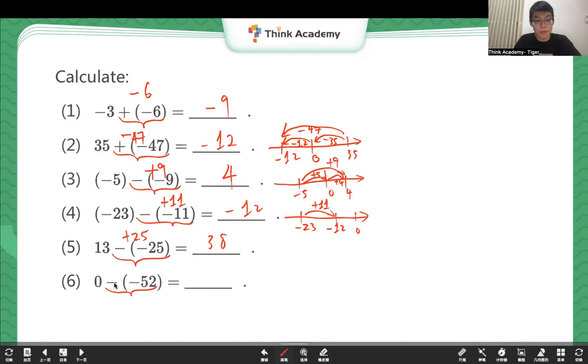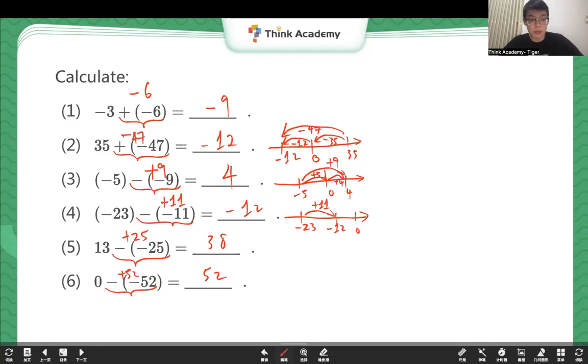And the last one, that's adding 52. 0 adding 52, that's 52. So we don't need the number line anymore. Okay, so now I believe you can do all the additions and subtractions related to negative numbers. So basically, if you see any more numbers in the addition and subtraction, you just need to do those one by one. Okay, so you don't need to worry about it at all.